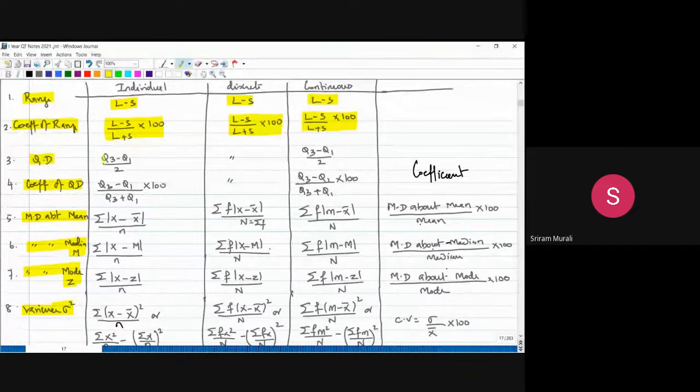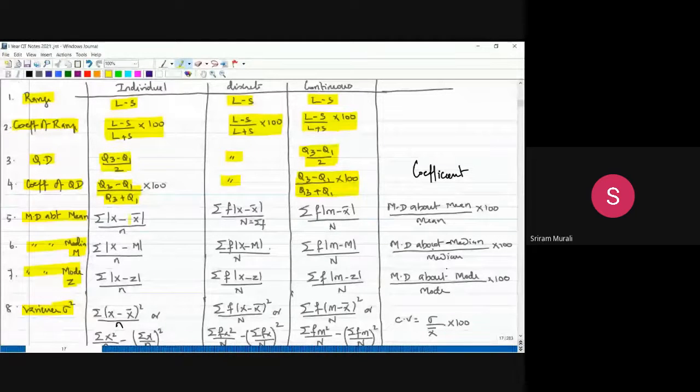Now, the quartile deviation formula is Q3 minus Q1 by 2. It is Q3 minus Q1 by 2 for discrete and continuous also. The same formula can be used. Coefficient of quartile deviation, like range, is Q3 minus Q1 by Q3 plus Q1. What is the contribution of QD? So that is the formula. The same formula can be taken for this.